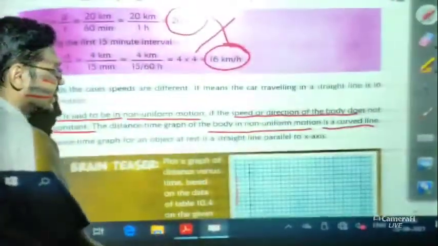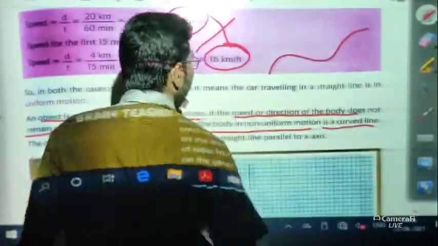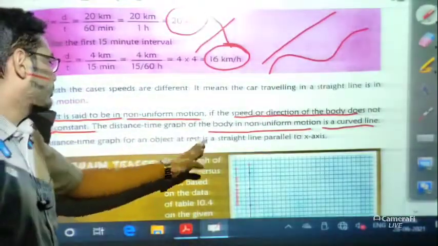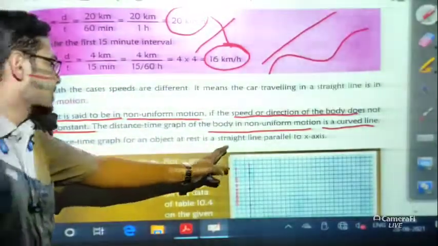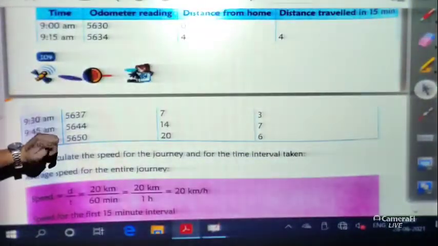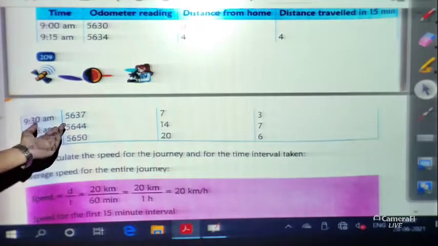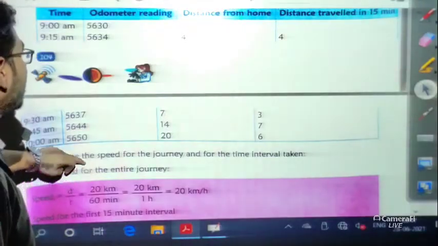The distance time graph of a body in non-uniform motion is a curved line. So definitely we will get a curved line like this, and in uniform motion we will get a straight line like this. The distance time graph for an object at rest is a straight line parallel to the x axis. Now this is very important, students. You can just draw this graph. Many of you have drawn this graph previously when we discussed on Google Meet, but those who have not done it can do this graph. You will definitely find a curved line.